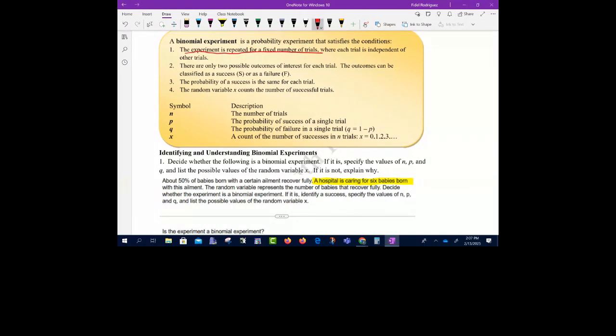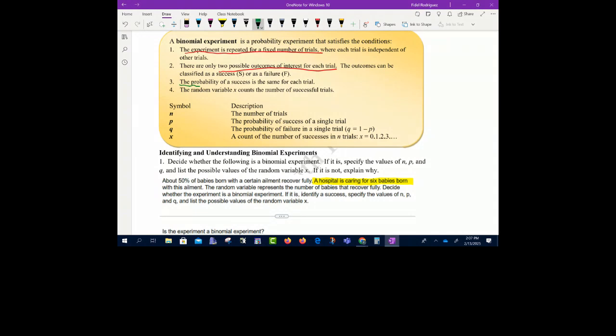Second thing, y'all, there are only 2 possible outcomes. Either this baby is going to recover, or they're not going to recover, whatever this ailment happens to be. Those are the only 2 possible outcomes. Either they recover from whatever illness they have, or they don't recover. So far, condition number 2, we're good.